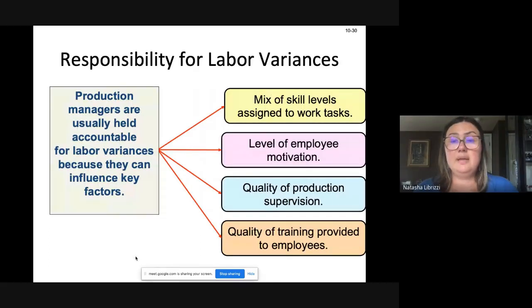Responsibility for labor variances is a mix, as I mentioned before. There's the mix of skill levels assigned to work tasks, to assign the right people. The level of employee motivation: what are we doing to keep people motivated? Are we rotating them from task to task? Are they stagnating in the same job, especially if it's repetitive manufacturing work? Is the quality of production supervision good? Is somebody there to make sure they are doing the right thing at the right time? Maybe they don't have enough guidance and training provided. A lot of things can be involved in those variances being where they are.